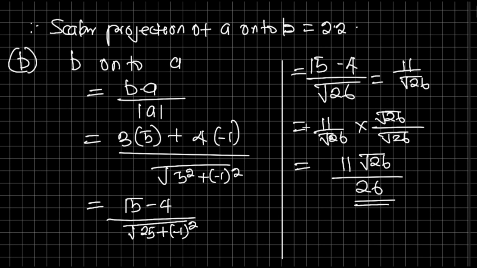So this is how you work out scalar projections. You can see the answer is not the same. For the projection of A onto B, we had 11 over 5. For the projection of B onto A, you can see what we got. So I'm going to leave you with some classwork to test your knowledge.